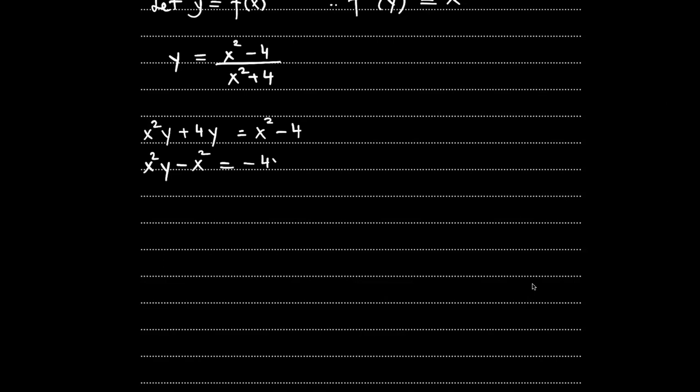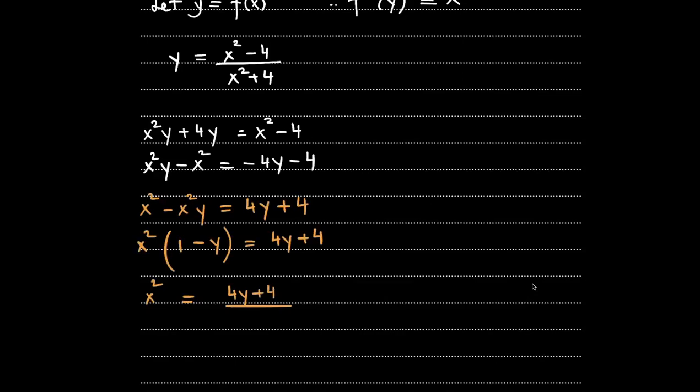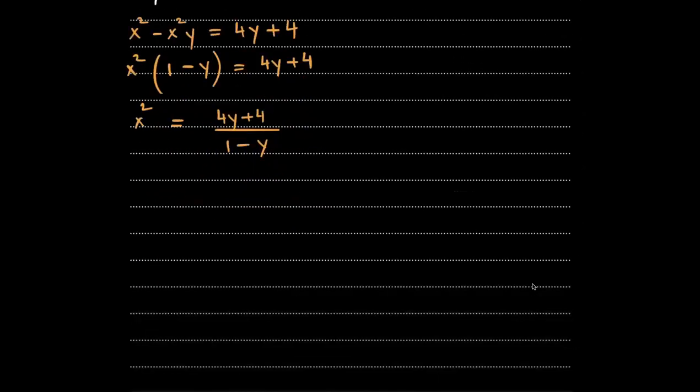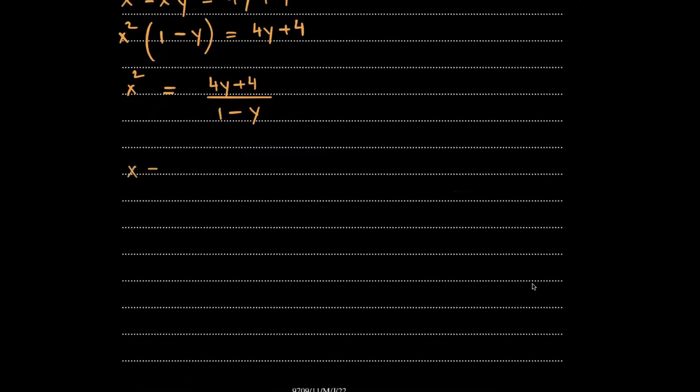And this is 1 minus y equals 4y plus 4. So therefore, x squared is (4y plus 4) divided by (1 minus y). And let's take the square root. So therefore, x is equal to the square root of (4y plus 4) divided by (1 minus y).